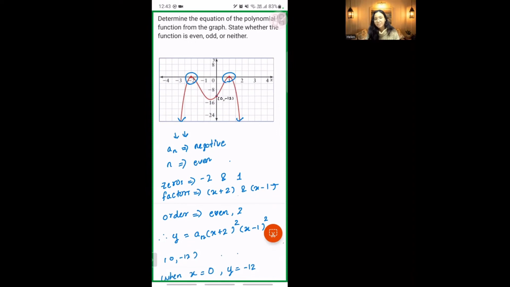So this is how to find out the equations of the polynomial functions by looking at the graph and finding out whether our function is odd, even, or neither.